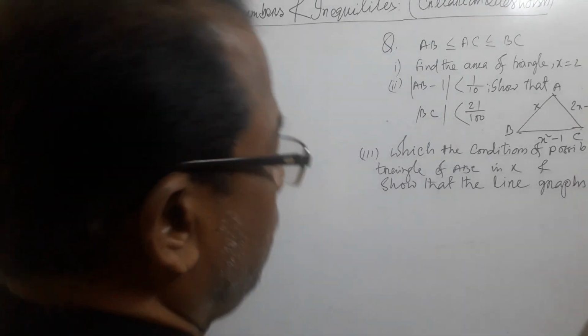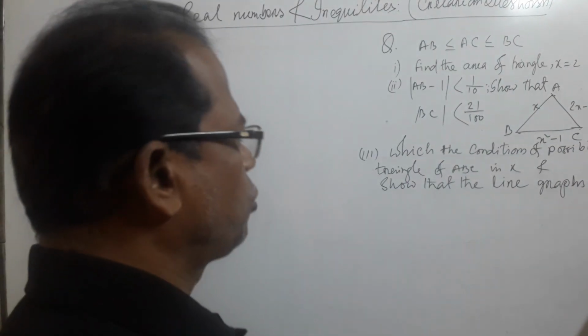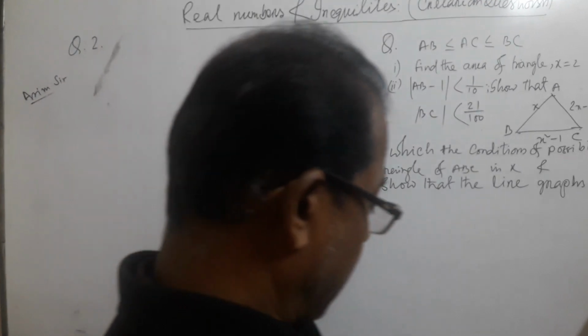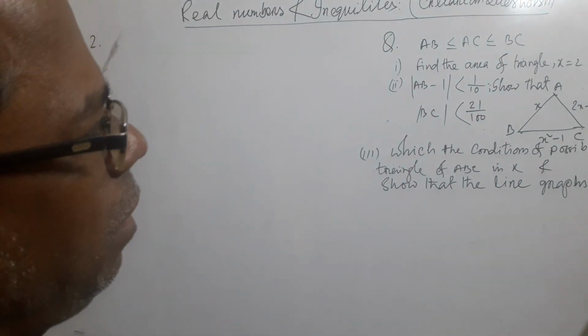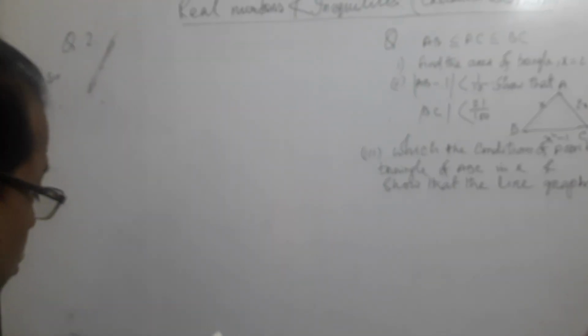So firstly, we have to solve this. Find the area of the triangle when x equals 2.